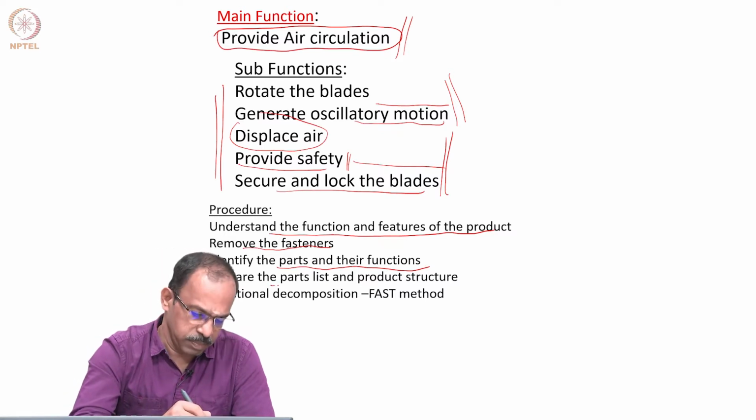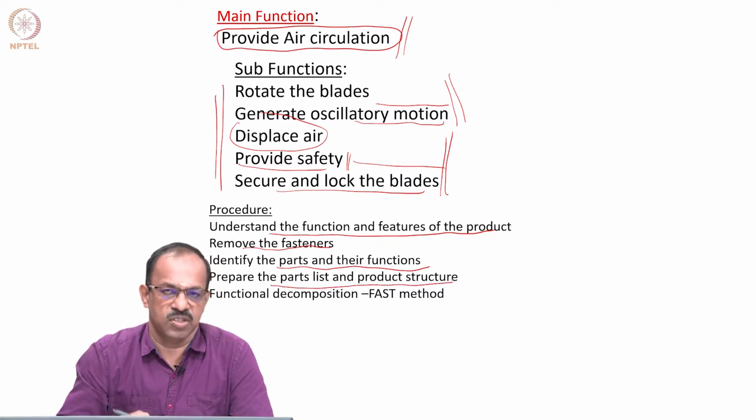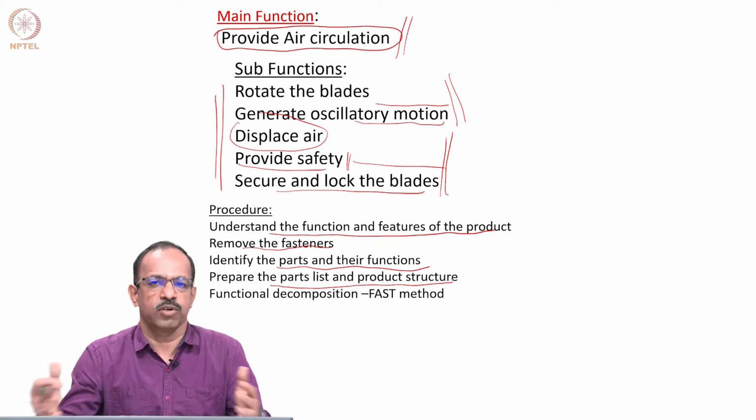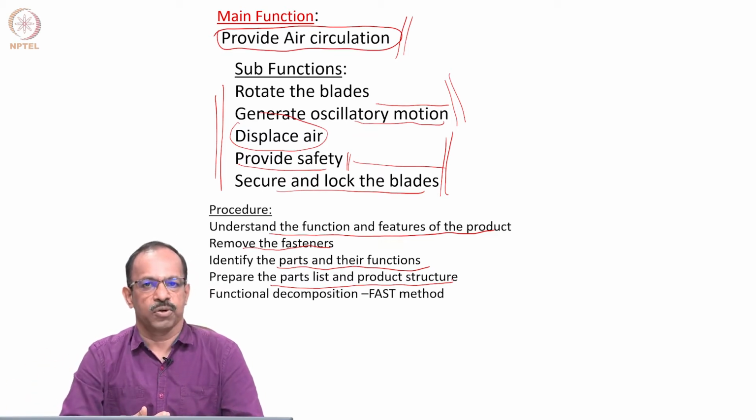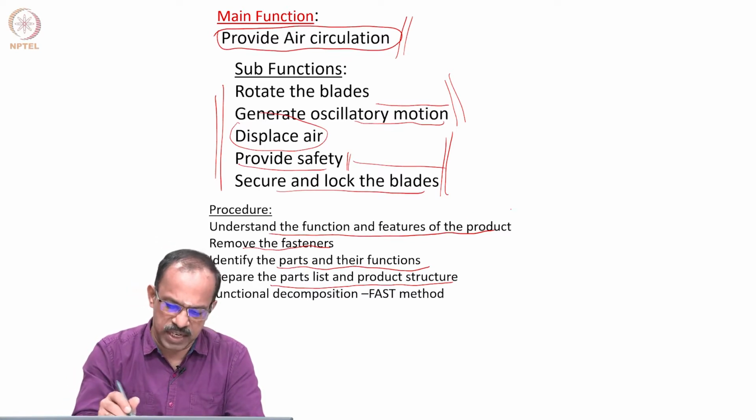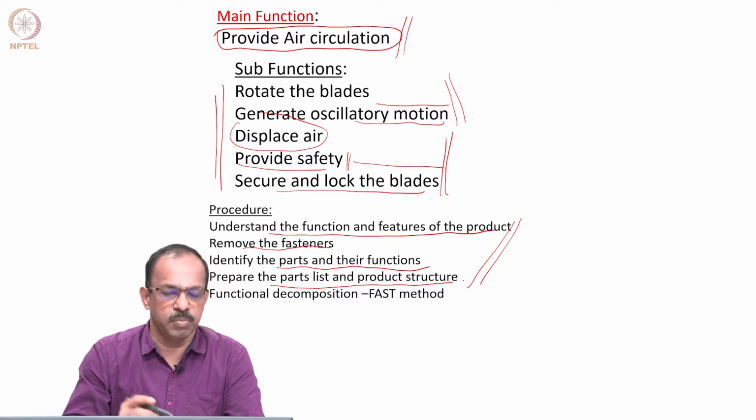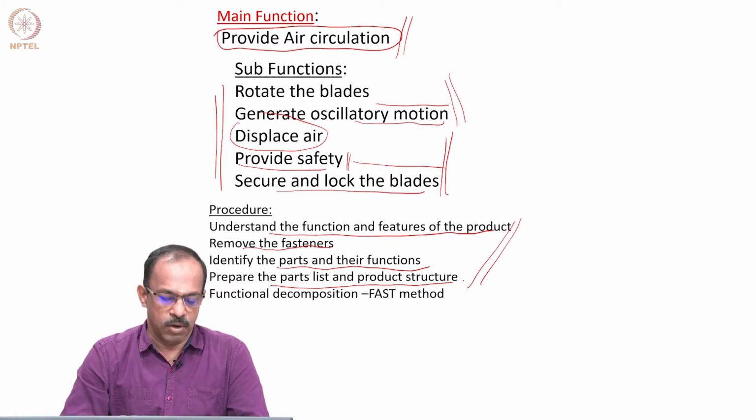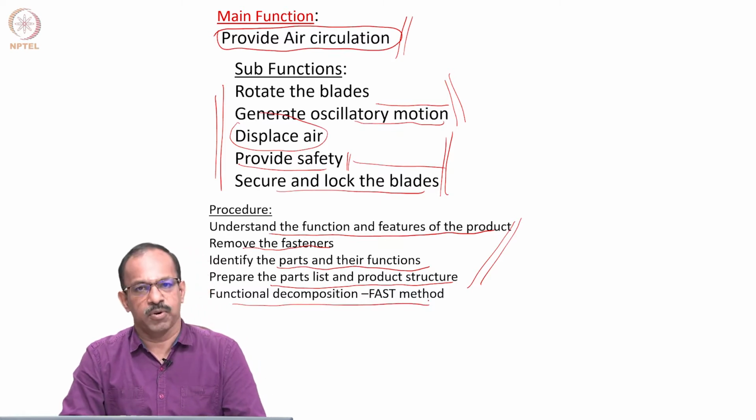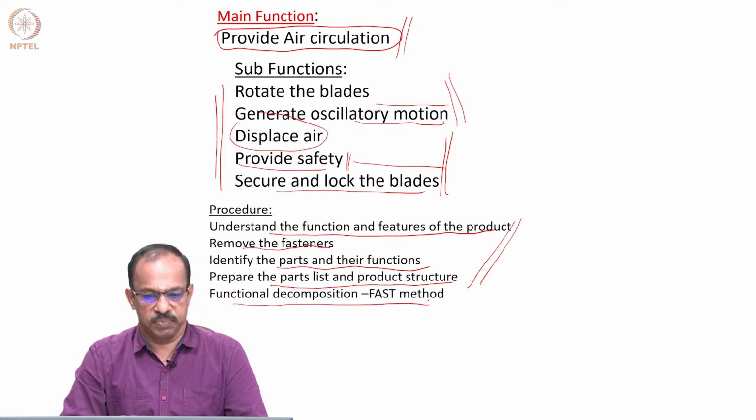And then you prepare a parts list and the structure. Structure is basically how they are assembled, the sub-assemblies, and how each contributes to the whole structure of the product. So that is what you need to do. And once you have understood this part, for almost all products you will be doing these steps. Now you try to look at the functional decomposition of the product using the FAST method.